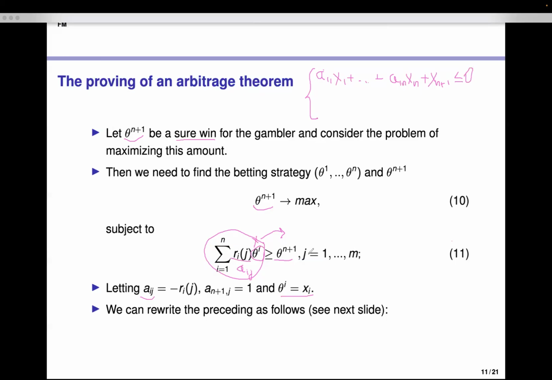So the first, and we have m. So the last will be am1 x1 plus amn xn and plus x n plus 1 less than 0. So it's okay.